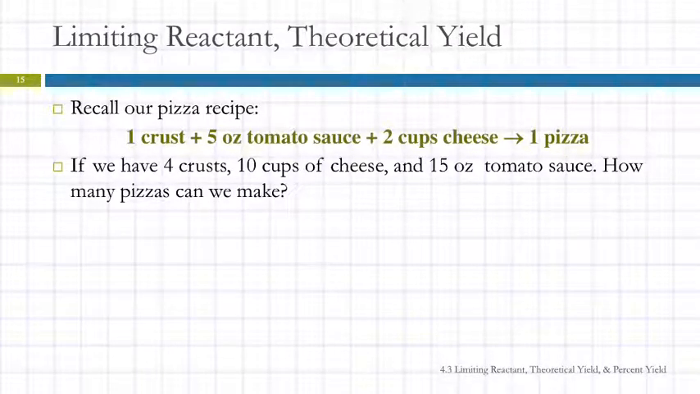So we talked about making pizza and how we can make what looks like a chemical equation out of a pizza recipe, right? So 1 crust, 5 ounces of tomato sauce, 2 cups of cheese, we can make 1 pizza. So let's say we have on hand 4 crusts, 10 cups of cheese, and 15 ounces of sauce. How many pizzas can we make?